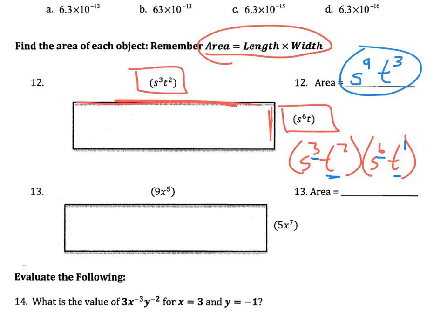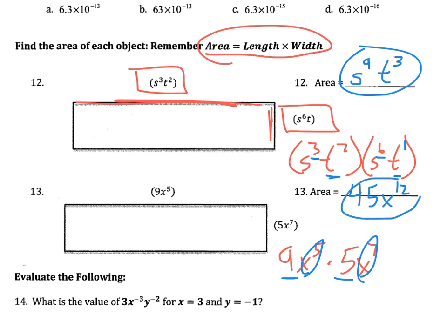And 13. Hit pause, see if you can do it. Get it? Multiplication. And when I multiply your numbers, the rule says add exponents. 45x to the 12th.